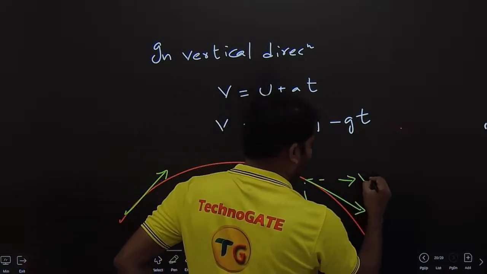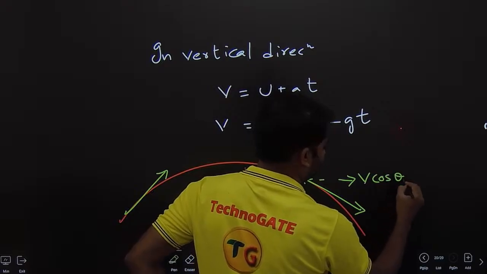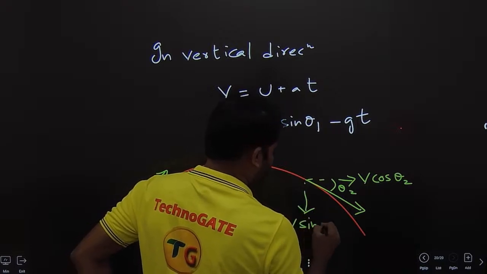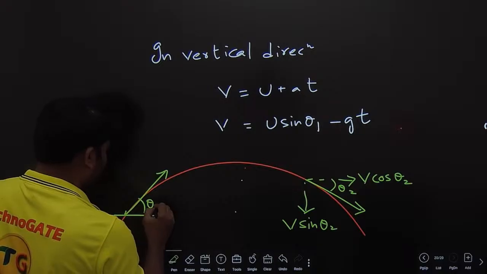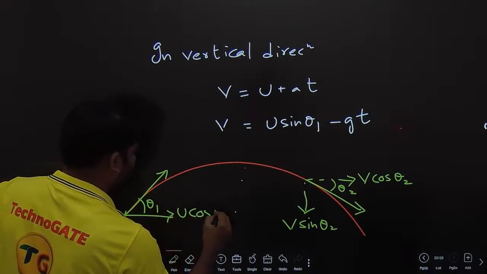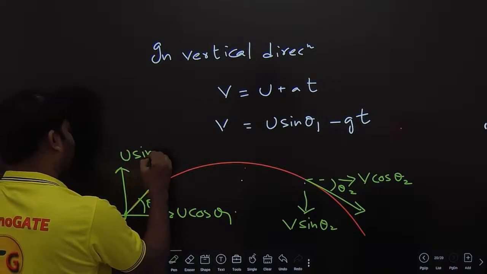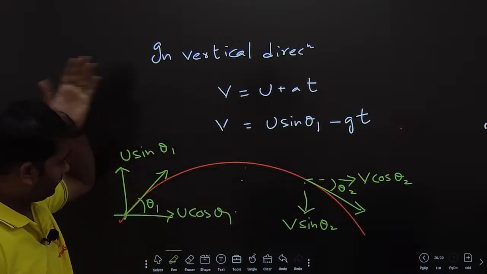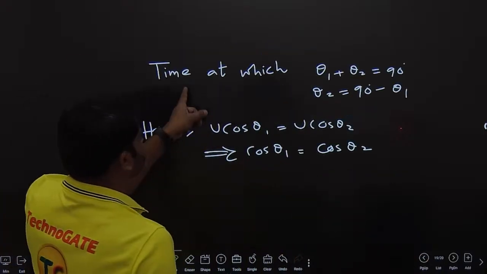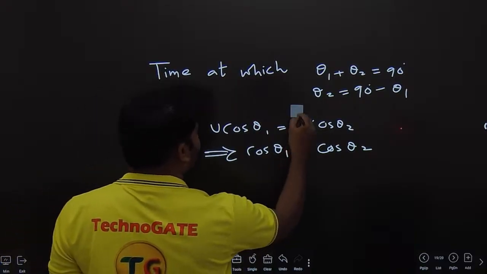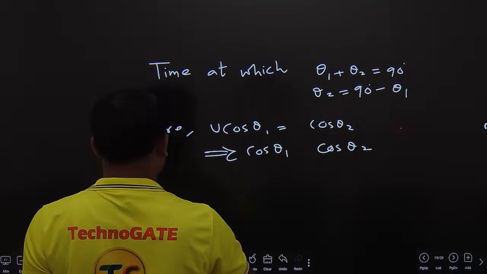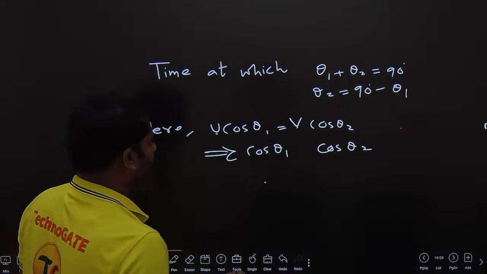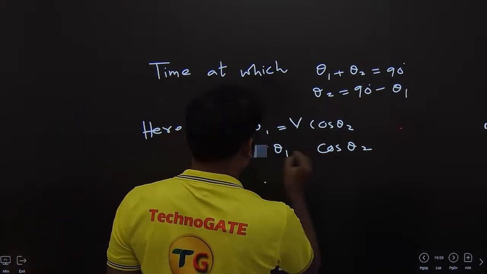This is the final velocity, v cos theta 2, because this is theta 2. This is v sin theta 2. Here, taking theta 1, this is u cos theta 1 and this is u sin theta 1. u cos theta 1 and v cos theta 2 are both equal. We can take it in this way, which will help us. u cos theta 1 is equal to v cos theta 2. So we are getting the value of v from this only.